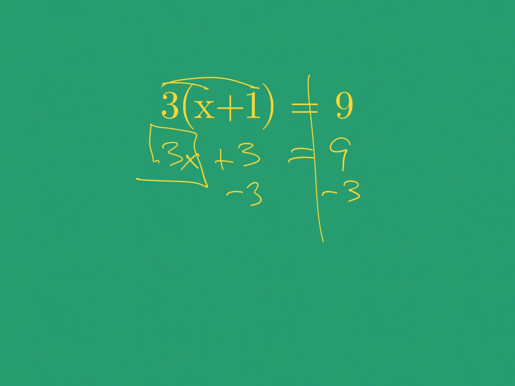And we've talked about this. A lot of the time you're going to add or subtract something first before you multiply or divide. Okay? 3's go away. 3x equals, guys, what's 9 minus 3? 6. 3x equals 6.